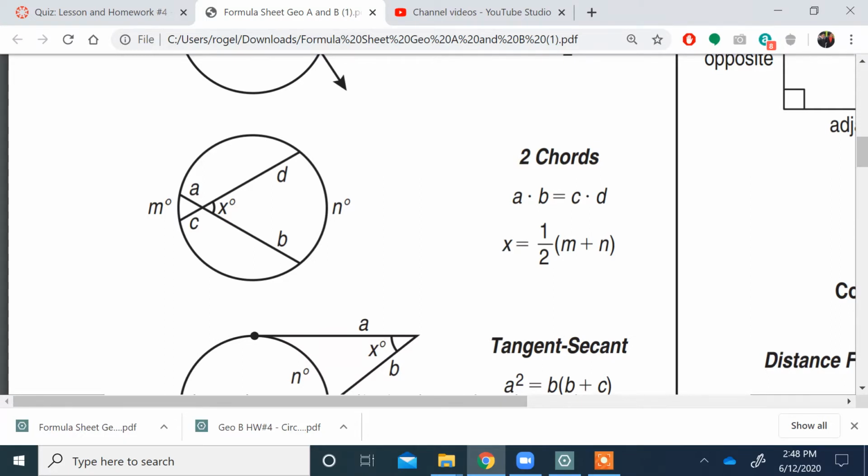Every time I do geometry, this is what I like to do. I always like to just go back to the formula sheet and do the problems. I never memorize anything. I don't like memorization whatsoever. So I always have all those formulas available for me.